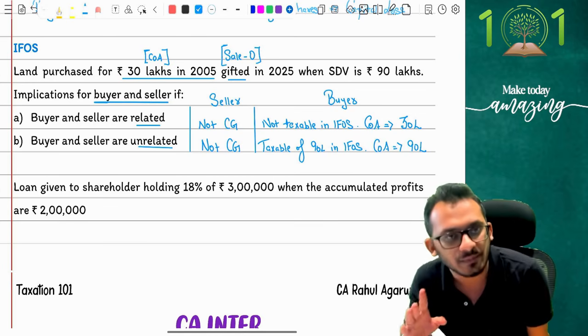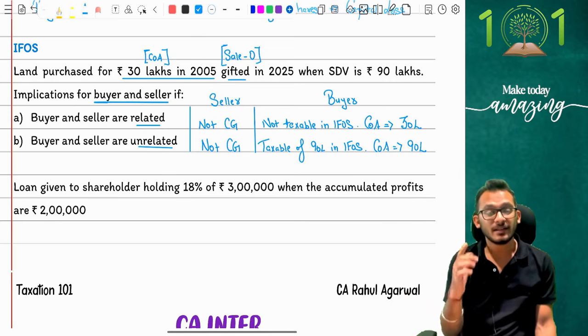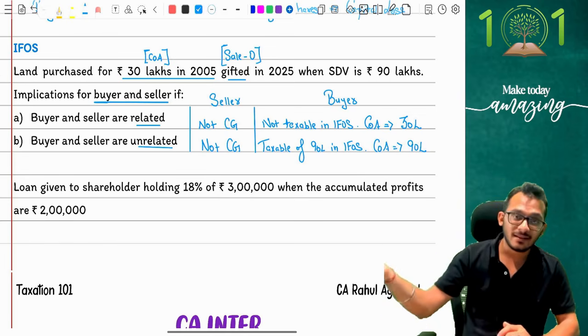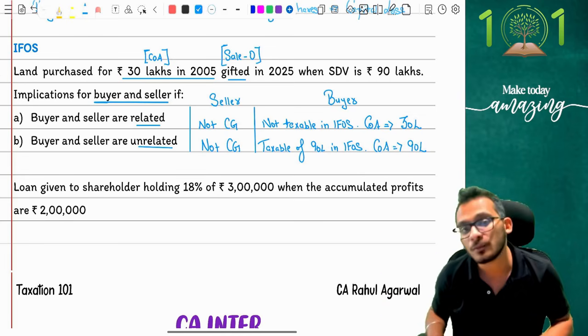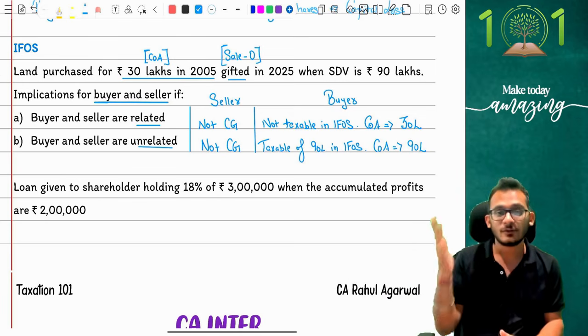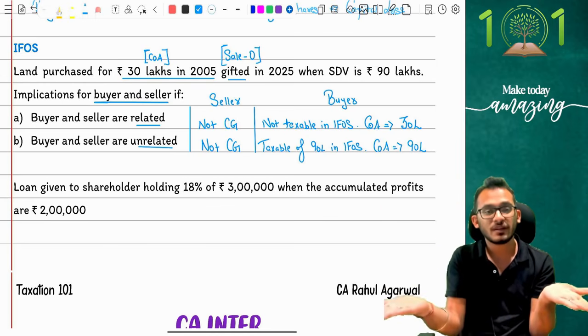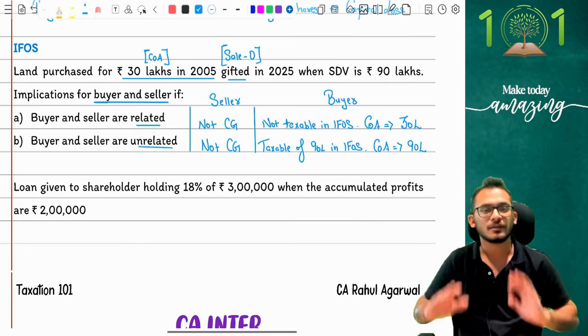The fact is very simple. Income tax will say when a seller is giving a gift, it is not taxable in CG. Matter is over. When the buyer is collecting it, buyer will decide whether he has to pay IFOS tax or not. If he does not have to pay IFOS tax, I will say buyer, seller, both are not paying tax. Cost of the new owner will become cost of the previous owner.